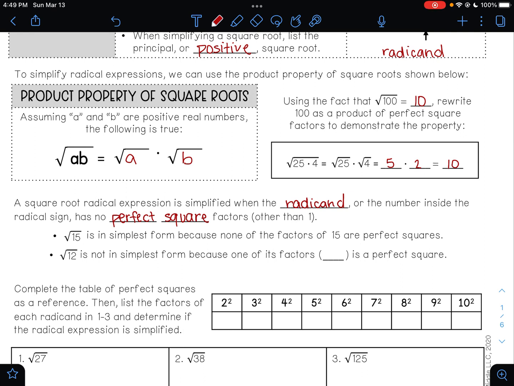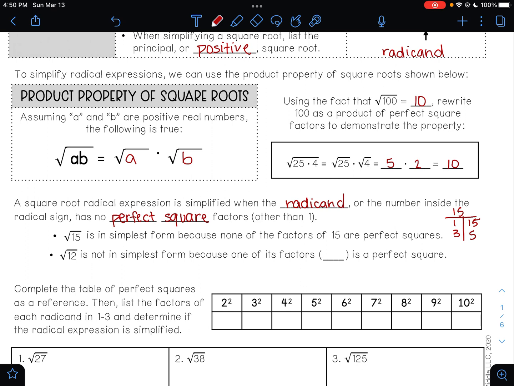Okay, so for an example, the square root of 15 is in simplest form because none of the factors of 15 are perfect squares. So if we remember doing our t-charts, 15 is 1 and 15, 3 and 5. None of those numbers are what we consider perfect squares. So therefore, we cannot simplify the square root of 15, and it would stay the square root of 15.